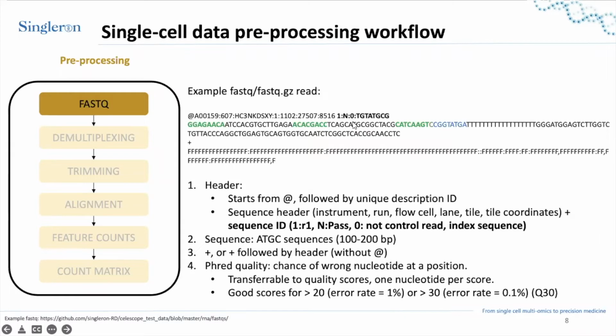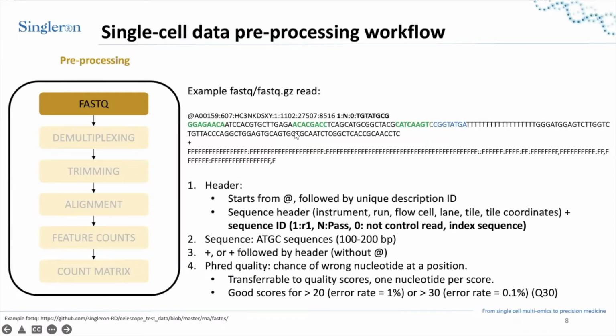So in most of the NextSeq experiments, we only observe zeros at this position, because no control read was used. So it means this is a real, true read from the biological experiment. And the last part is the sample index number, a character string. So from here, we have the header that is unique.